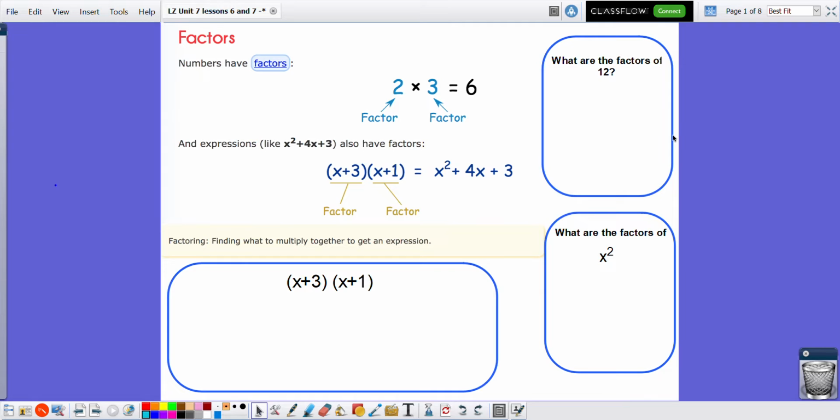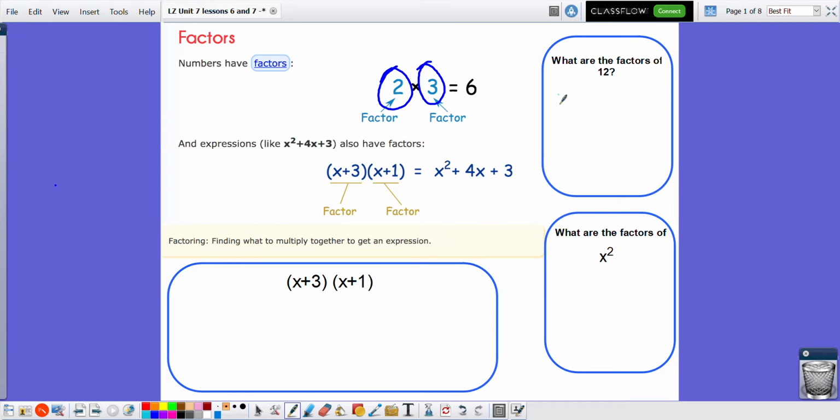Hello. In lessons 6 and 7, we will talk about factors. So let's review what factors are. Here, the numbers 2 and 3 are factors of the number 6. That means that if you multiply 2 times 3, you will get the number 6.